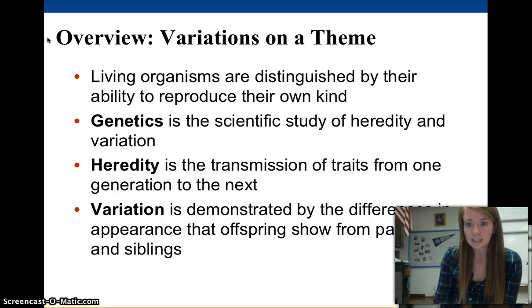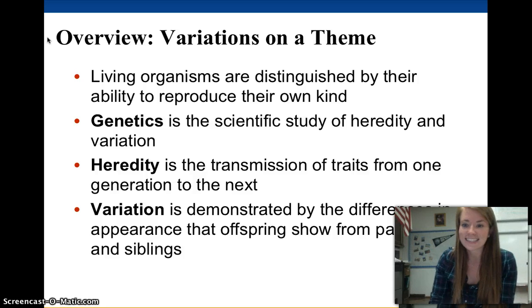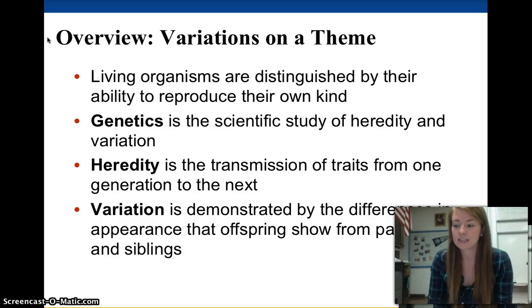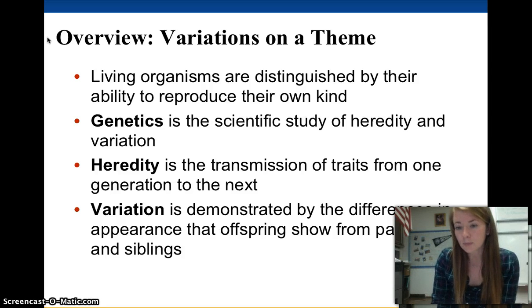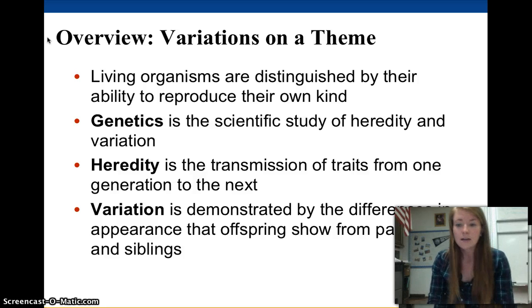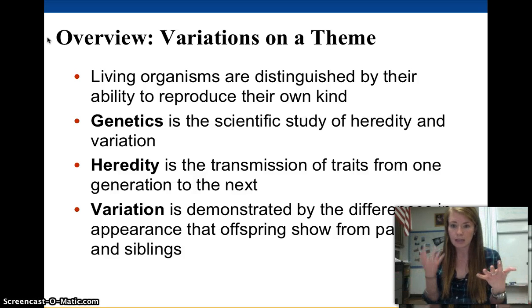Okay, that's important. So genetics is the scientific study of heredity and variation. So how these things get passed on. So why you look like your parents in the sense that you're both humans, but why maybe you don't look exactly like your parents. So similarities and differences, heredity and variation. While heredity is the transmission of traits from one generation to the next.